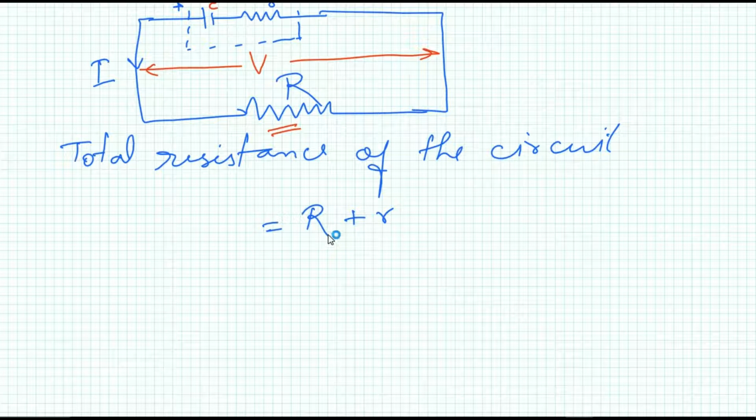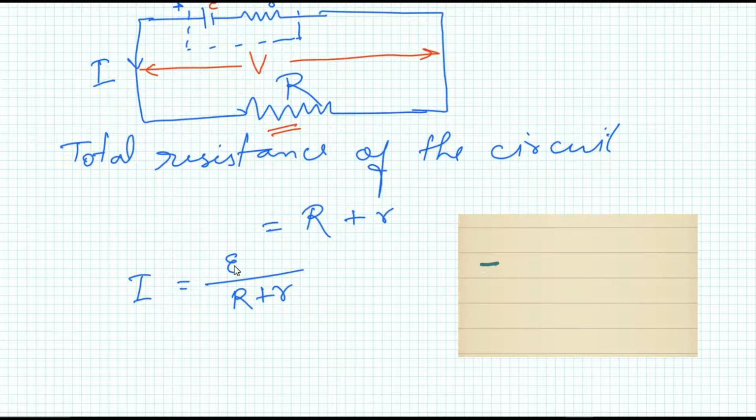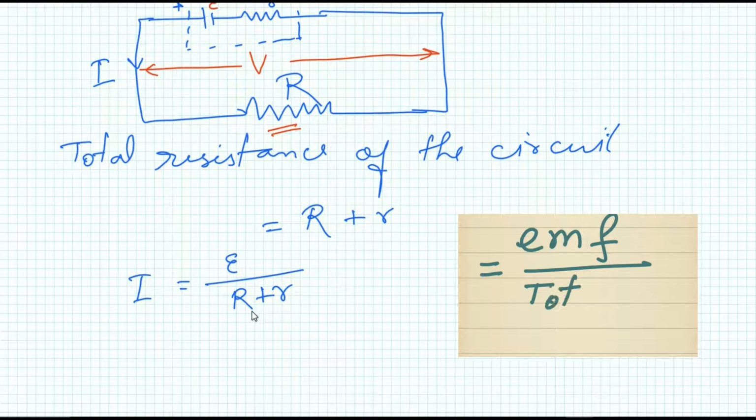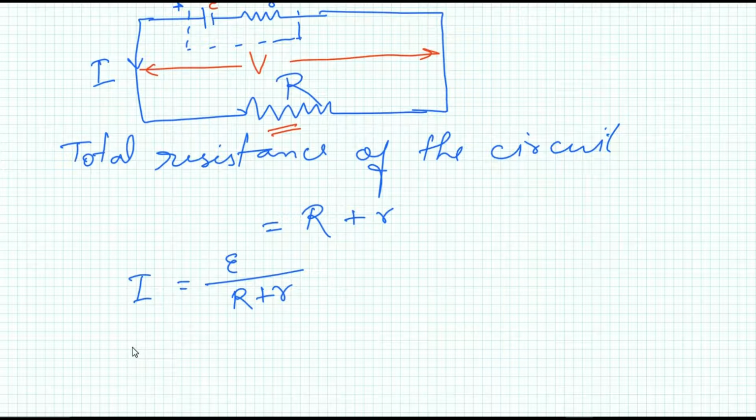Right, and the current flowing, that is I, will be equal to the EMF of the cell divided by the total resistance. So the EMF of the cell is epsilon and the total resistance is R plus r. I am not writing the steps here, but you can write it. I equal to the EMF of the cell divided by total resistance. So we can write epsilon equal to I into R plus r.